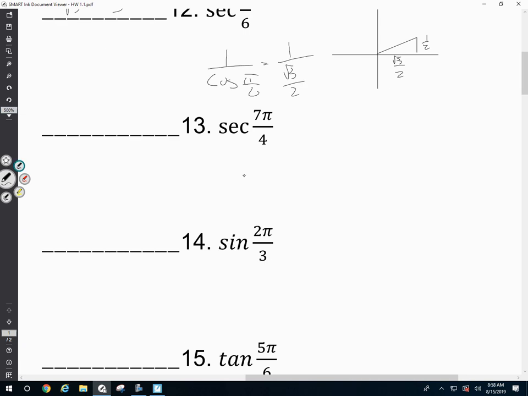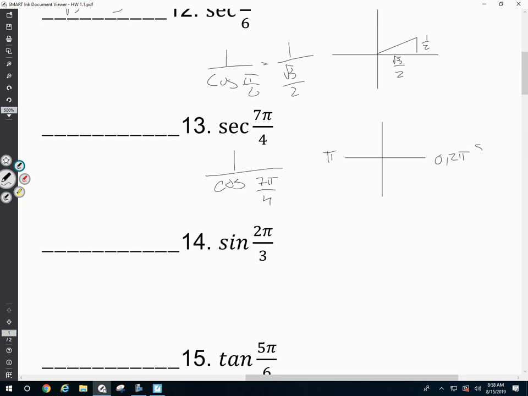Secant, reciprocal of cosine. Let's find the cosine of 7 pi over 4. We have to locate 7 pi over 4. Where is 7 pi over 4? Well, I know where 8 pi over 4 is. It's over here at 2 pi. Remember, this is 0. This is pi. Keep going around. This would be 2 pi.